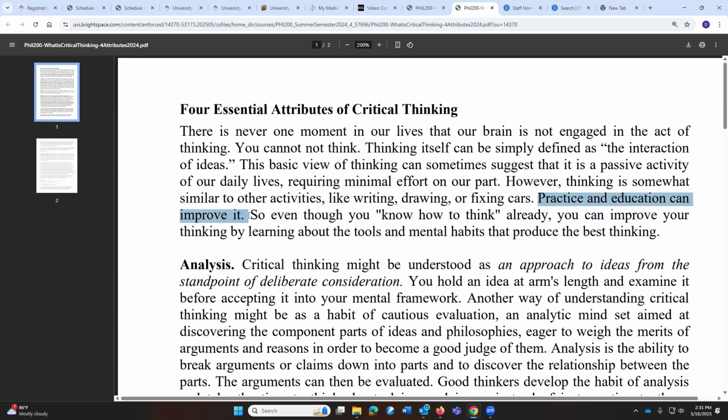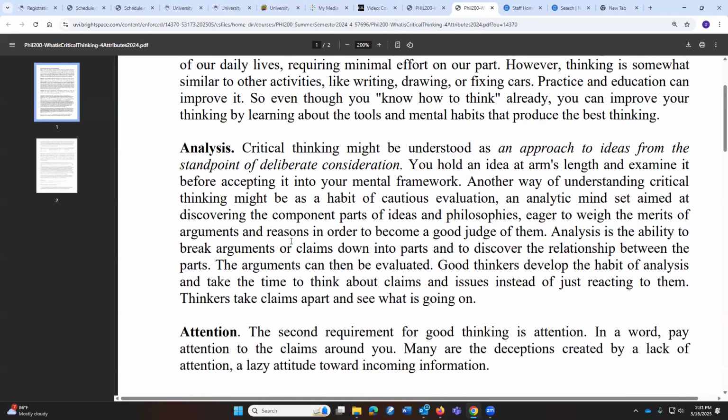It can improve it. So even though we know how to think already, and our brain's going to do it no matter what, we can improve our thinking by learning about the tools and mental habits that produce the best thinking, which is what this course is really all about. So what are some of these attributes that can help? Well, the first is analysis. Analysis can be said to be the heart of critical thinking.